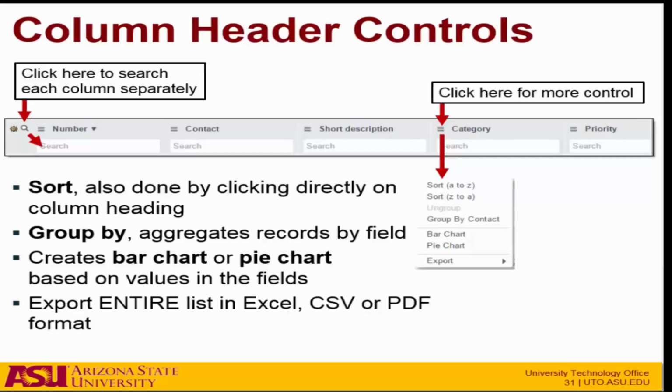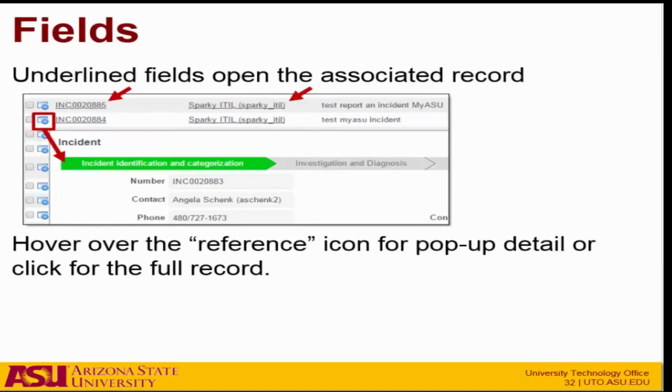You can also click on the magnifying glass on the far left-hand side of the toolbar, and that will bring up search fields. Anything you type in any one of those search items will filter the list according to what you've typed. Anytime you hover over a reference icon, like we said before, you'll get a pop-up that'll show you the record. Clicking on that icon will take you to that record.